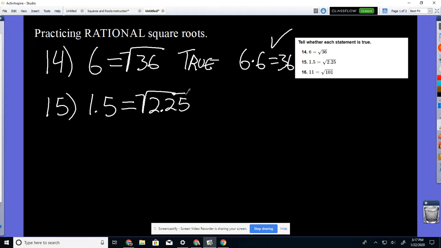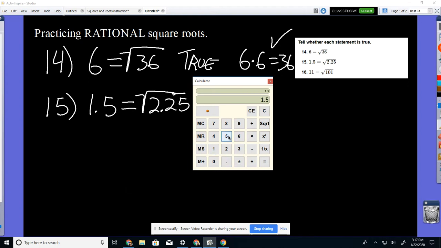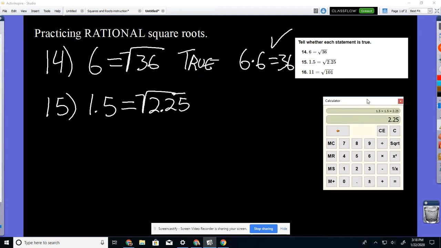Let's see if this is true. It is true if I can take 1.5 and multiply it times 1.5 and get 2.25. So here I'm going to get out my calculator and take 1.5 times 1.5, and sure enough, it is 2.25. So this is true because 1.5, and I'm going to write it a little bit differently this time, squared is 2.25. Okay, we know it's true because 1.5 squared, or 1.5 times 1.5, is 2.25. That's how we're defining the square root.